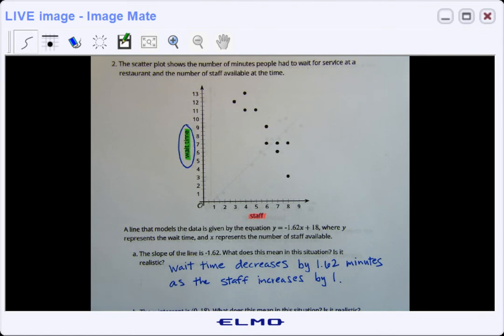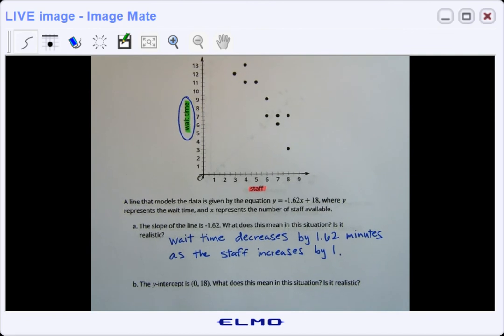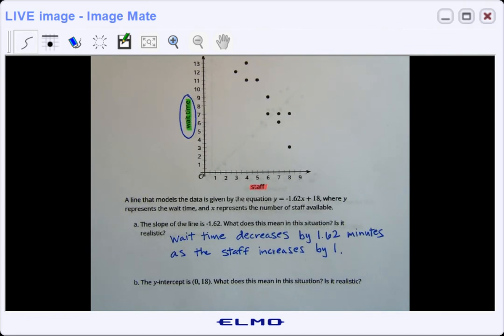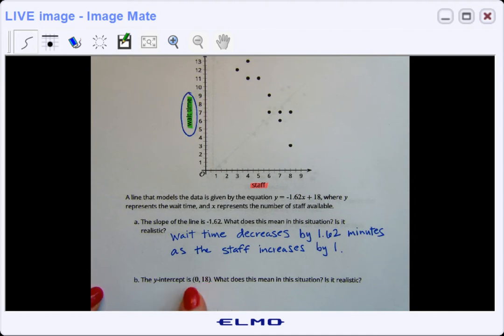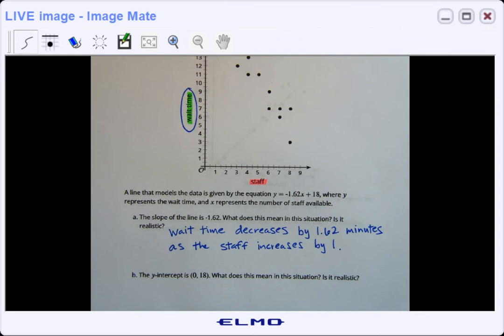will be to wait. All right, next it says the y-intercept is 18. What does that mean in the situation? So a y-intercept of 18 would mean if there were 0 staff, you'd have to wait 18 minutes.